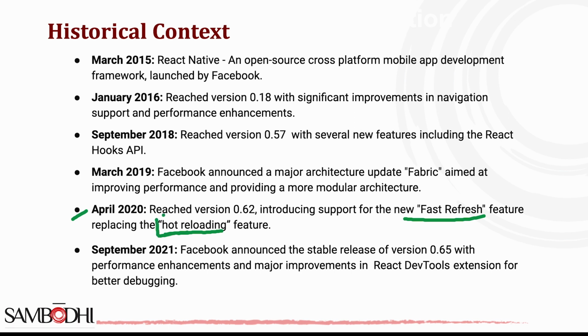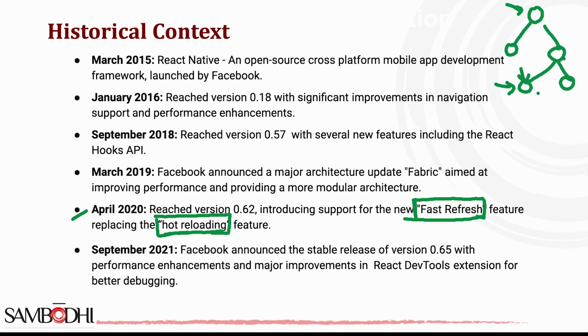But this hot reloading feature was broken a bit, and the Fast Refresh feature got introduced in April 2020. Suppose we have a tree like this. This is the parent component, then these are the children. Fast Refresh was an even more optimized version of hot reloading. Suppose we are developing and we just made some change to this child. Fast Refresh is going to reload only this child during development, and will make the changes reflect on the screen as soon as we make the change in the code. So this was about Fast Refresh, which replaced hot reloading because it was kind of broken before this version.